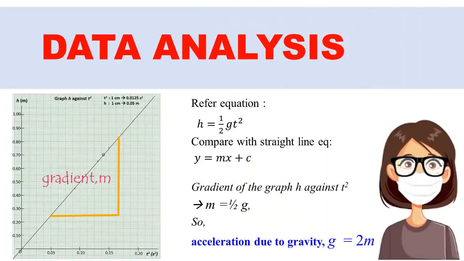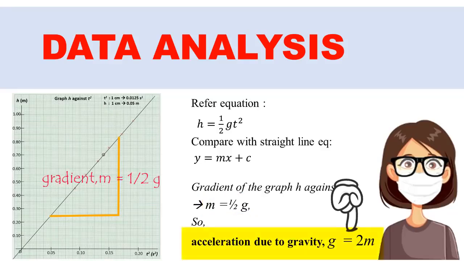Then we are going to determine the acceleration due to gravity g from the gradient of the graph. Refer to the equation h equals half g t squared. Compare with the straight line equation y equals mx plus c. Our x-axis will be t squared, y-axis is h. Thus, the gradient will represent half g. Rearrange the equation, and we will obtain the acceleration due to gravity g is 2 times the gradient.